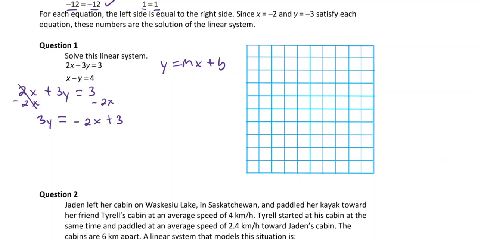Okay, so almost there. Very last step, I just got to get rid of that 3, so I'm going to divide both sides by 3. So we get y is equal to negative 2 over 3 x plus, and then 3 over 3 is just 1. Okay, so that's our first one. Now let's do the second one. Second one should be a little bit easier.